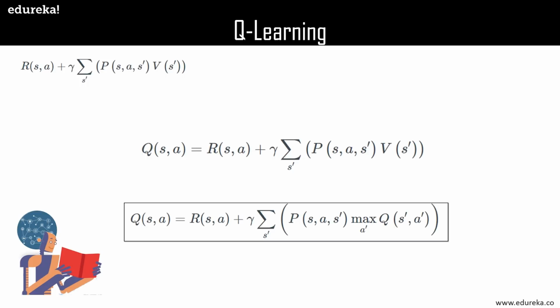We have only one function Q to calculate, and R of S comma A is a quantified metric which produces the reward of moving to a certain state. Now the qualities of the actions are called the Q values, and from now on we will refer to the value footprints as the Q values.